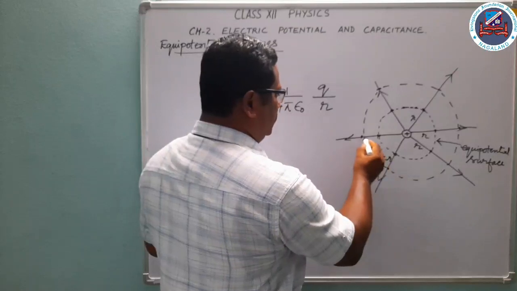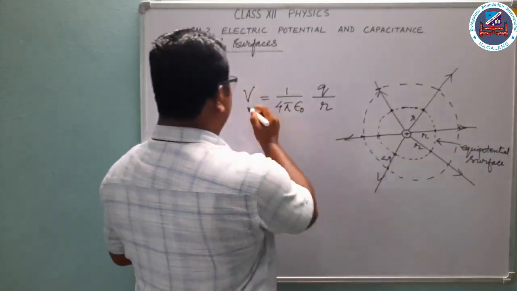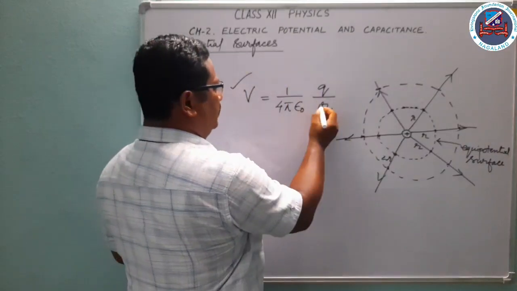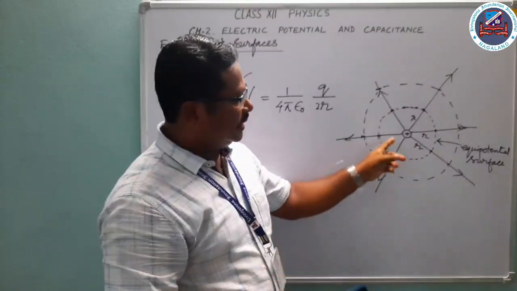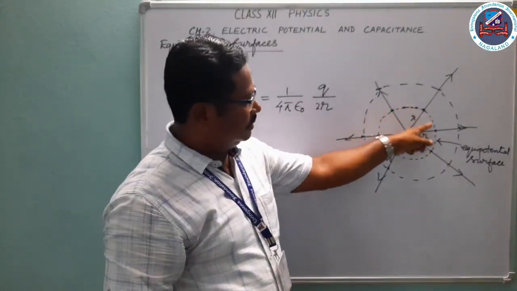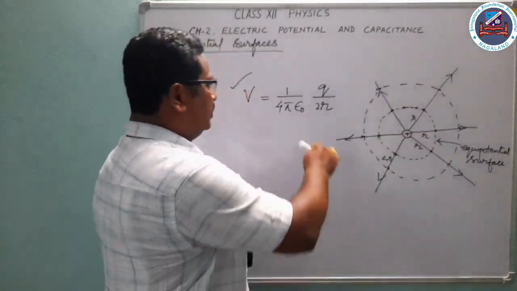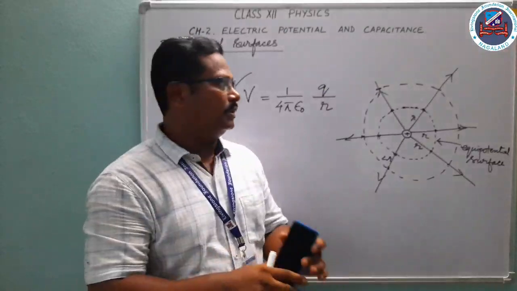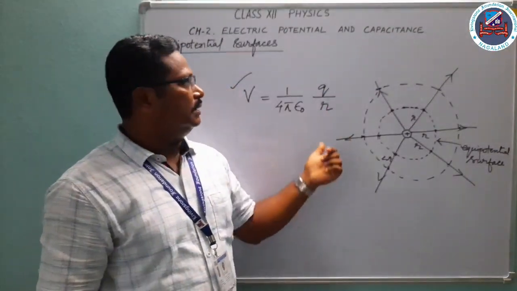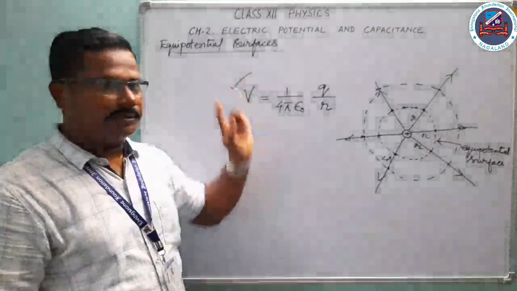Now at each point the potential will remain the same. In that case, potential V will be the same if the distance is 2R. But for the first case, if the distance from the charge is R, then it will be Q divided by R, times the constant. So this is for a single charge. This is called your equipotential surface.